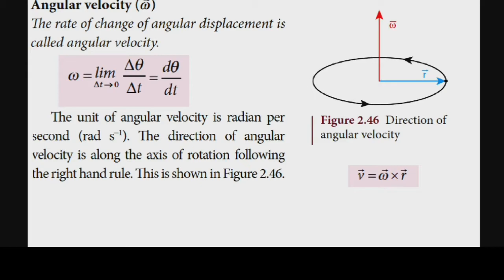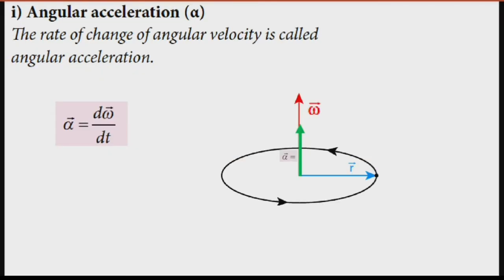The direction of angular velocity is along the axis of rotation, following the right hand rule, as shown in the figure. So V vector is equal to omega vector cross r vector. Rate of change of angular velocity is called angular acceleration. It's represented by alpha. So alpha vector is equal to d omega vector by dt.